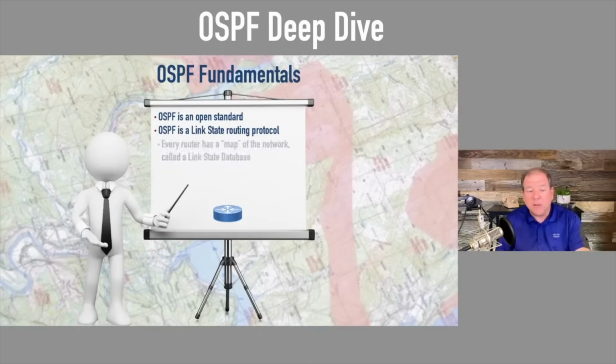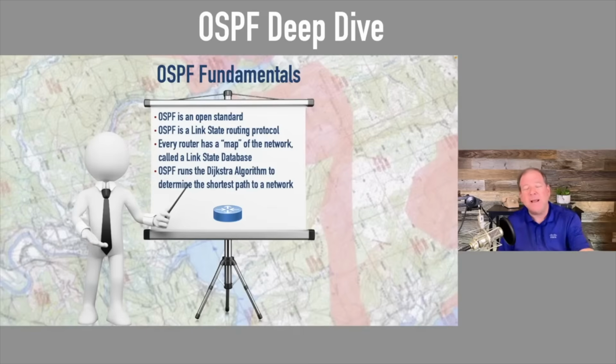OSPF does, because it's a link state routing protocol. And it stores that map in what's called a link state database. We're going to be seeing that link state database today. Once it gets all that information in the link state database, and this router says, I want to get to this network out there, it's going to run an algorithm called the Dijkstra algorithm. It's called the Dijkstra shortest path first algorithm, and it's going to give you the most efficient path to get to that destination network.